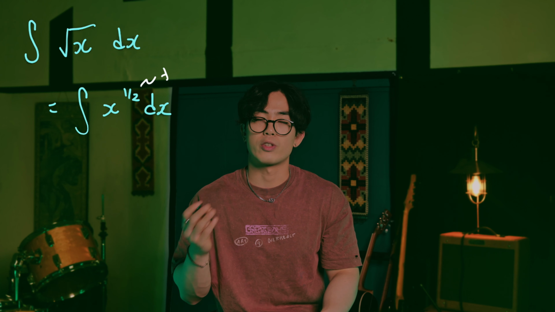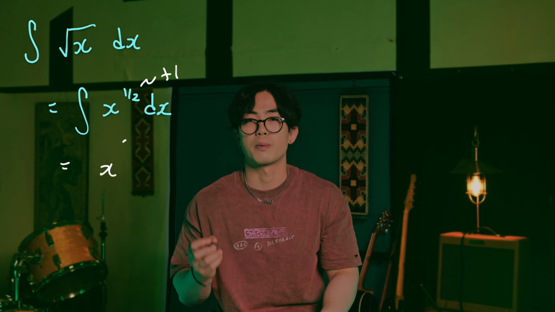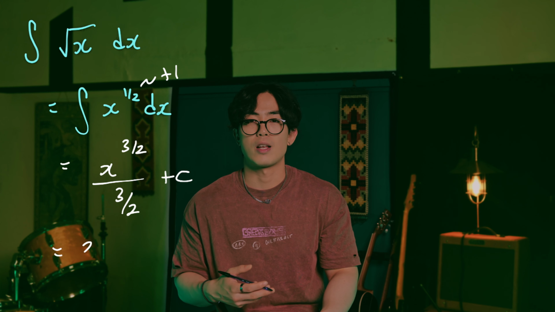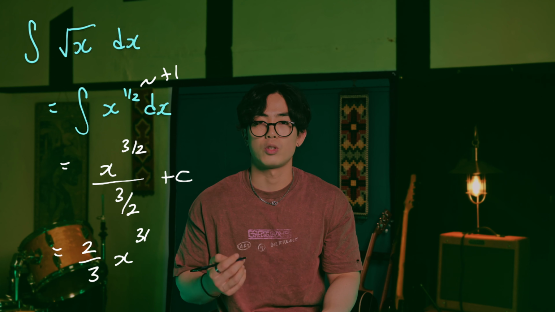So now we add 1 to the half, so it's 3 over 2. So it's going to be x to the power of 3 over 2, over 3 over 2, plus c, which I can simplify to 2 over 3 x to the power of 3 over 2 plus c.